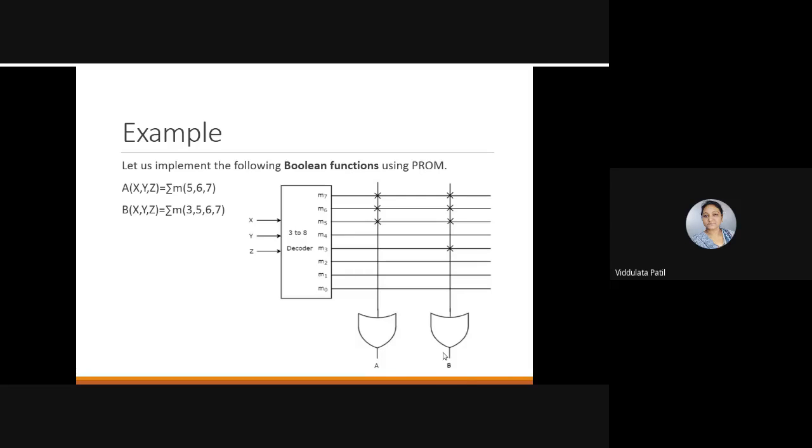And for this B output to be available, we need to have the connections at M3, then M5, M6 and M7. And then from that we will get output B. Similarly we can do programming for other functions.